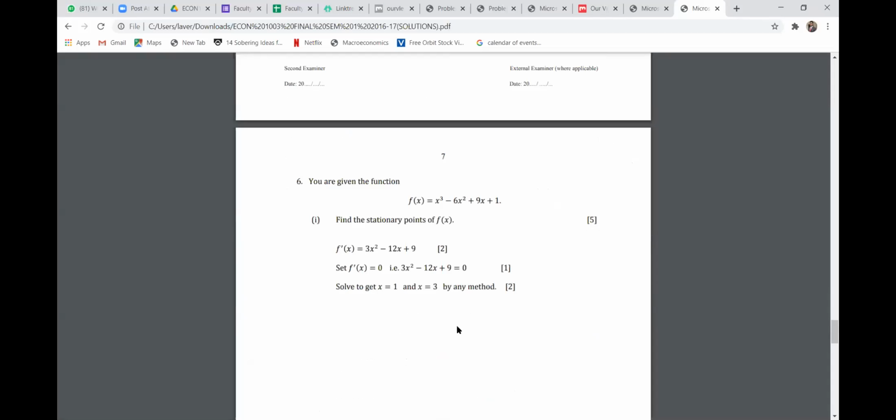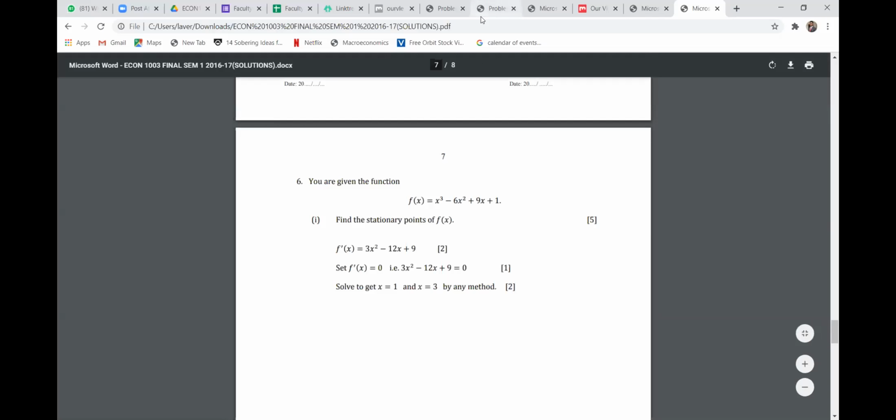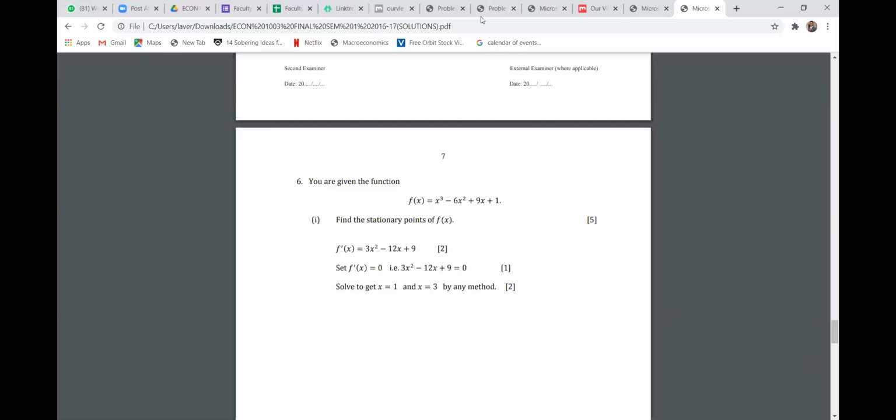All right, so question number 6, we see stationary points. We're given the function f of x is equal to x cubed minus 6x squared plus 9x plus 1, and it's asking us to find the stationary points of f of x. Whenever it asks us about stationary points, we need to find the x values. Let me just pull out the whiteboard. Whenever it's asking us about stationary points, they're asking us to find the x values of an equation.